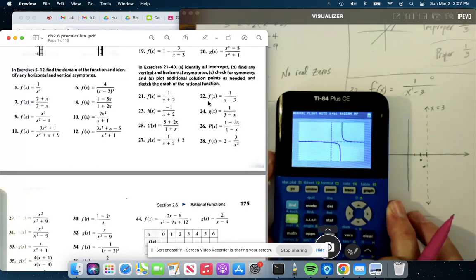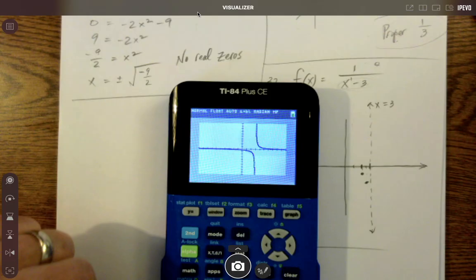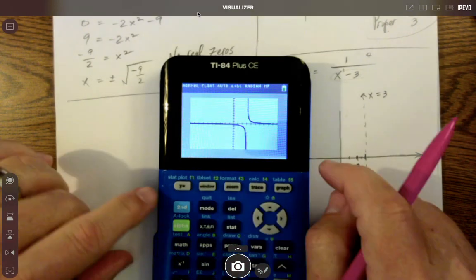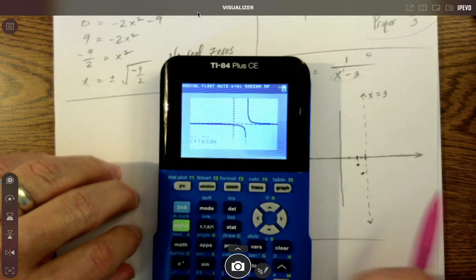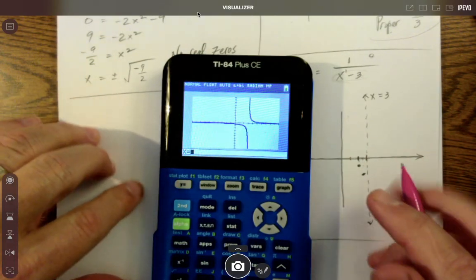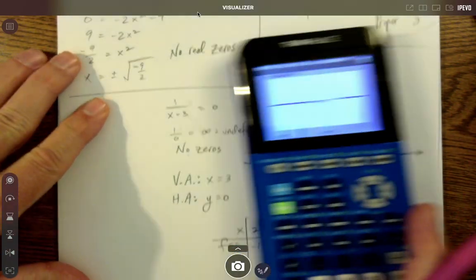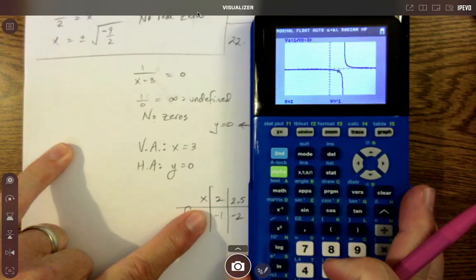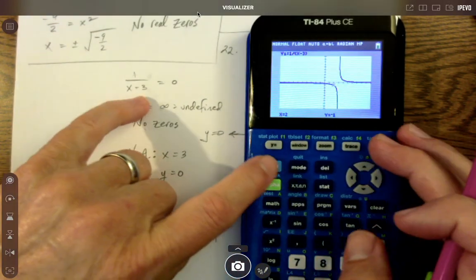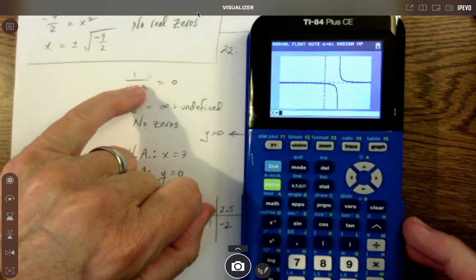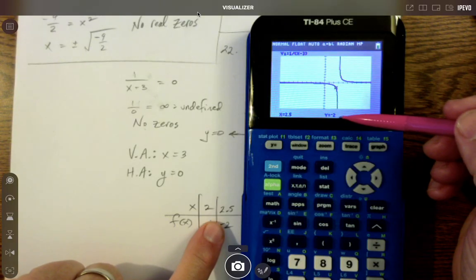There's the graph. Let me blow this up. And then what I could do is go to second trace and put in value. This allows me to put in whatever x value I want. So if I want to put in 2, it gives me -1, just as we wrote down here. When x is 2, y is -1. I don't think I've ever taught you this before. Go back to second trace again, choose value again. Let's put in 2.5. Now I get -2.